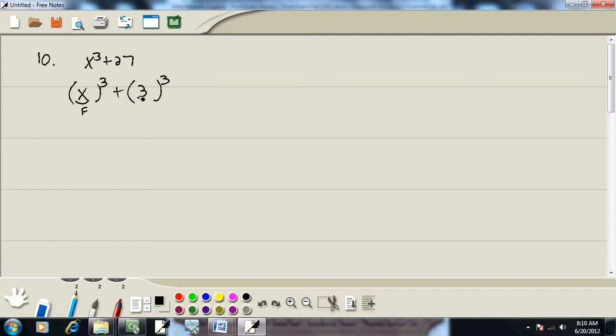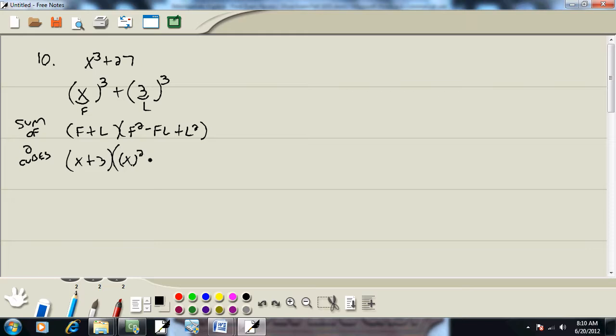I'll label that as F, my first set of parentheses. I'll label that as L, my last set of parentheses. And this is the formula for the sum of 2 cubes. We got F plus L, and then F squared minus FL plus L squared. So everywhere there's an F, we'll plug in X, and everywhere there's an L, we'll plug in 3. So we got X plus 3, and then we got X squared minus X times 3 plus 3 squared.